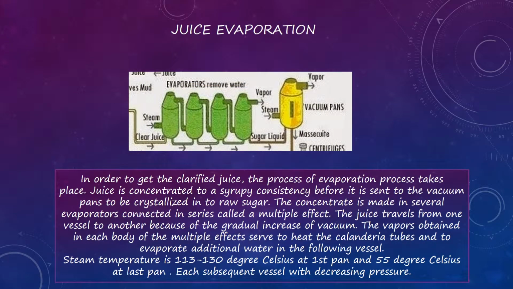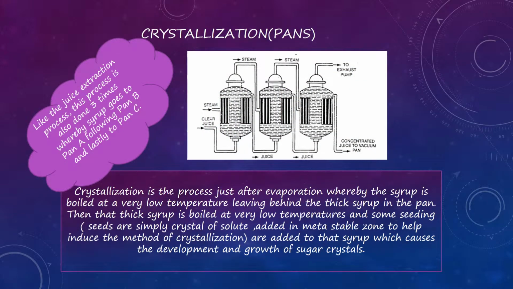Step 5 is the juice evaporation process. Juice is concentrated to a syrup consistency before it is sent to the vacuum pans to be crystallized into raw sugar. The concentrate is made in several evaporators connected in a series called multiple effect. Crystallization is the process just after evaporation, where the syrup is boiled at a very low temperature, leaving behind the thick syrup in the pan. Then the thick syrup is boiled at very low temperatures and some seedings are added to the syrup, which causes the development and growth of sugar crystals.